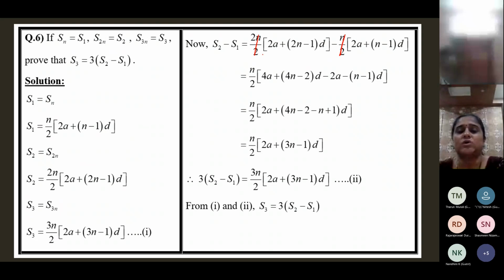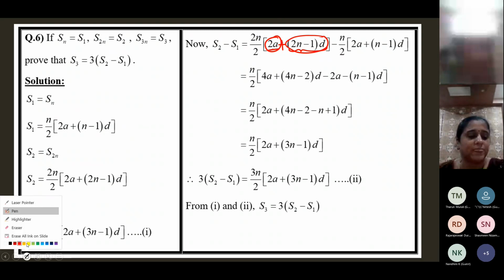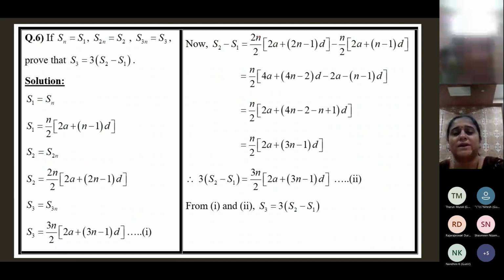Then in the bracket, what will you get? 2a into 2, 4a. Inside the bracket, there are actually two things: 2a and 2n minus 1 into d, and the connector is a plus. So you'll have to multiply 2 to both of them because n by 2 is common. So it will be 4a, and when you multiply this one by 2, you'll get 4n minus 2 into d.